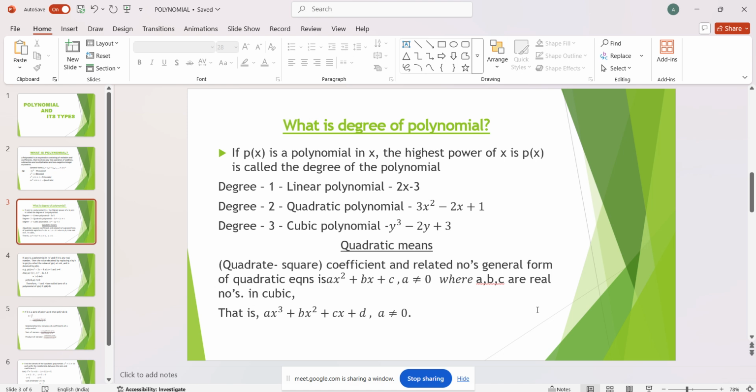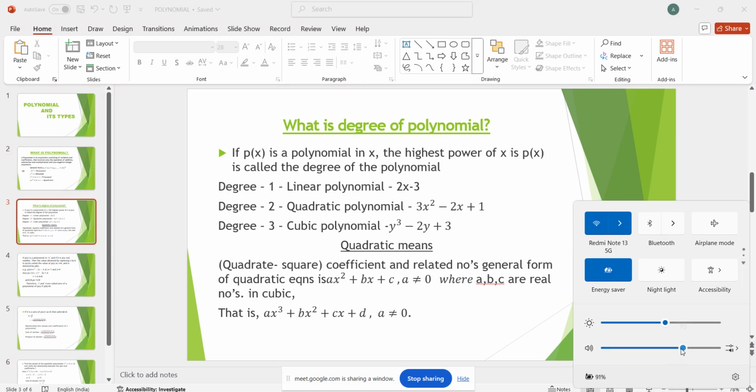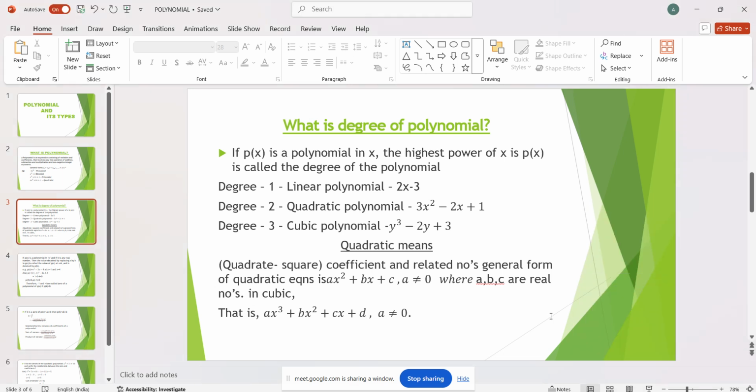The general form of a quadratic is ax square plus bx plus c, which is of degree 2, with coefficient a, x coefficient b, and constant term c. Here a is not equal to 0, because if a equals 0, the x square term is cancelled and it becomes a linear equation. So ax square plus bx plus c, a not equal to 0, where a, b, c are real numbers.